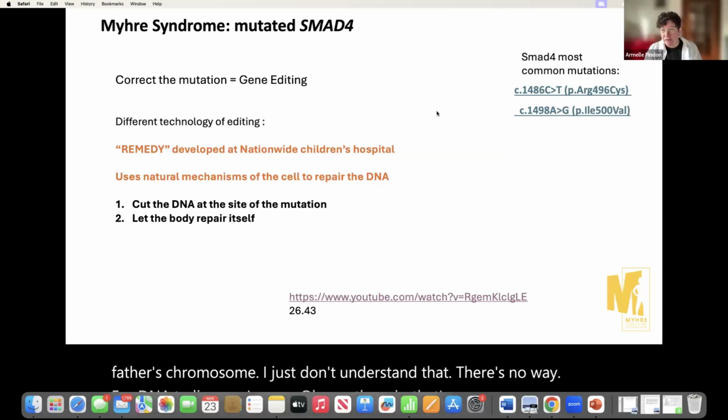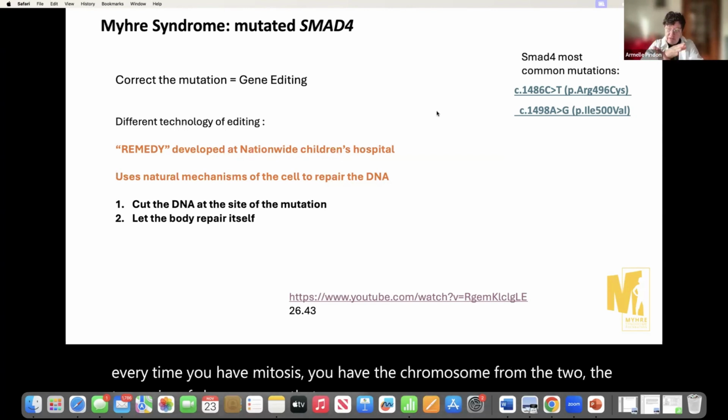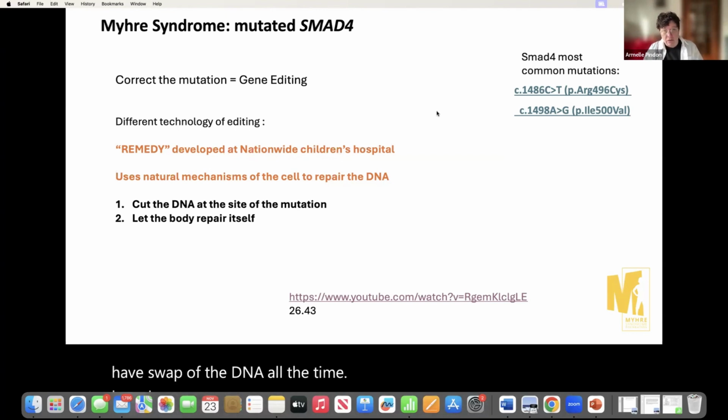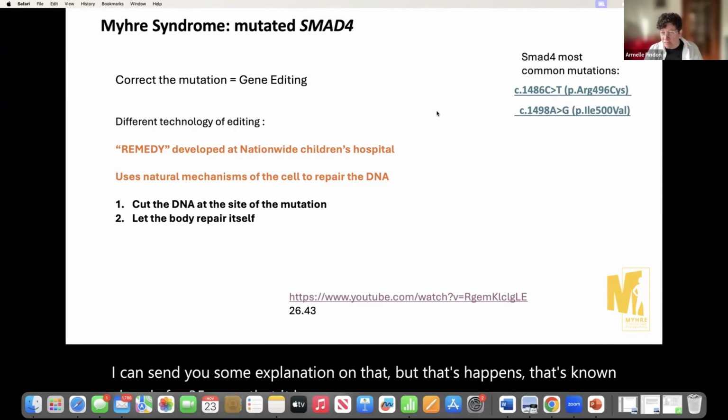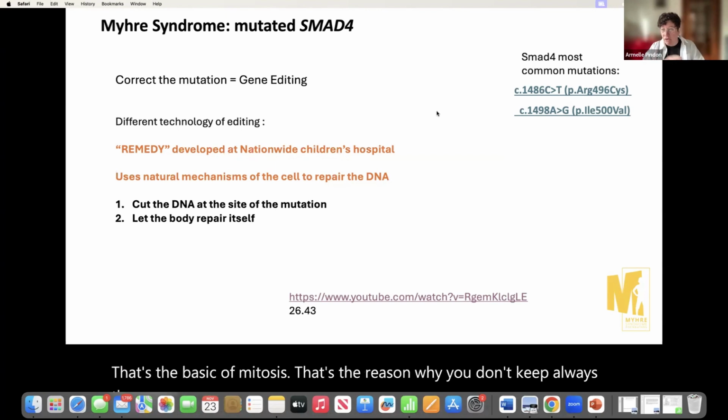That's the whole thing. Every time you have mitosis, you have the chromosomes from the two pairs that come and intercalate their DNA, and you have a swap of the DNA all the time. I can send you some explanation on that, but that happens. That's been known for 35 years. That's the basis of mitosis. That's the reason why you don't always keep exactly the same chromosome. At meiosis it happens, and at mitosis it happens.